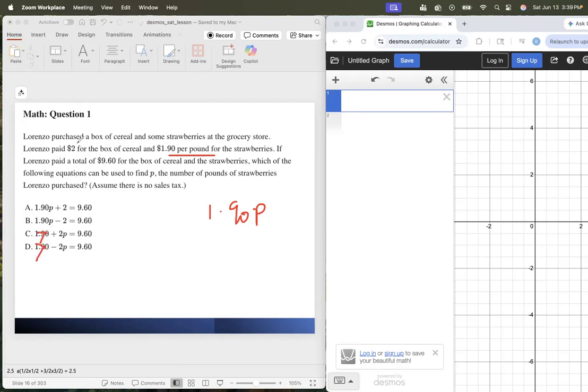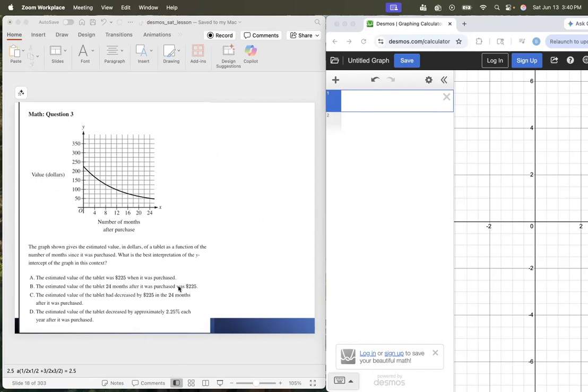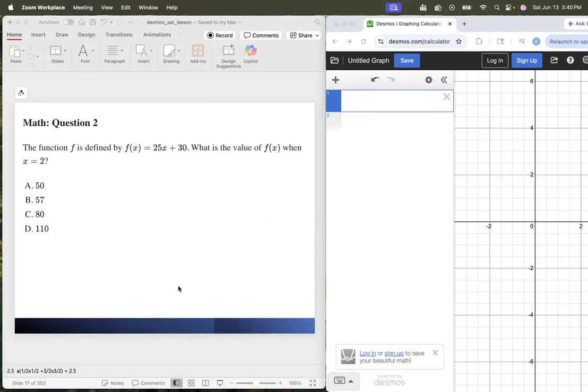And since you paid $2 for cereal, this should add up to $2. And the total should be $9.60. This is not subtraction. Therefore, answer 1 is the right answer. You look at it, you pick it, and you move forward. This is the way I want to approach every question, just using critical thinking to answer the question.